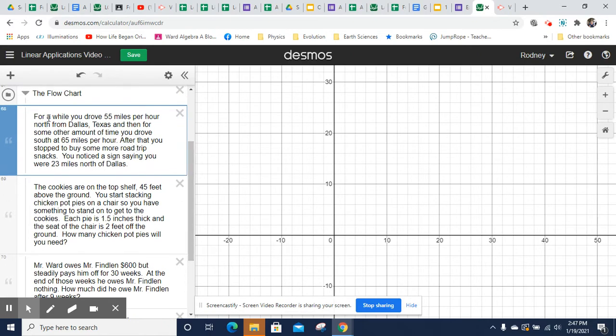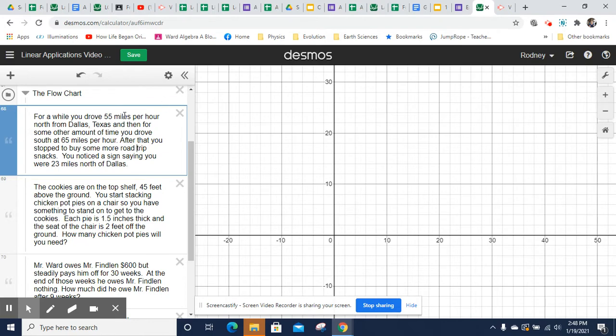So here we have, for a while, you drove 50 miles per hour north from Dallas, Texas, and then for some other amount of time, you drove south at 65 miles per hour. After that, you stopped to buy some more road trip snacks, and you noticed a sign saying you were 23 miles north of Dallas. So let's consider what this is saying.